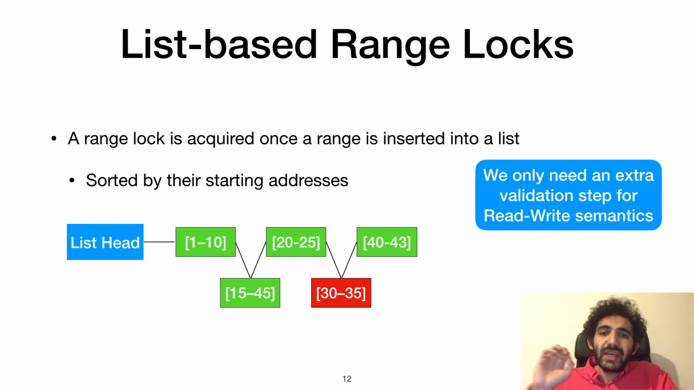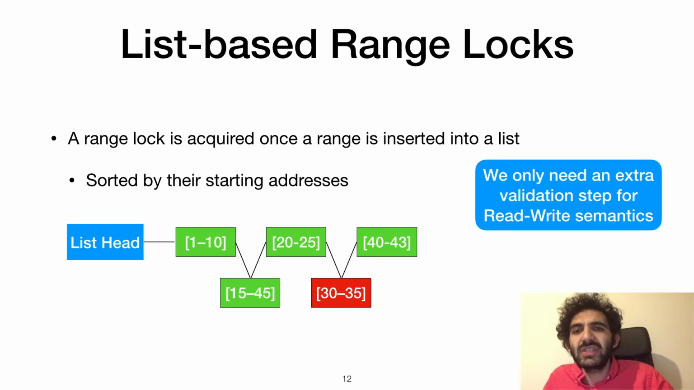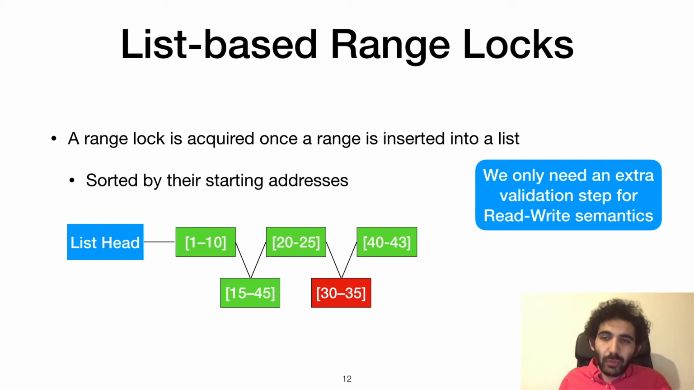Luckily though, we can solve this data race by an extra validation step that can be executed after a successful compare-and-swap operation. I refer you to the paper for more details on this validation step. But the point here is that we can still support read-write semantics without any internal locks. As a matter of fact, we only defer to acquiring internal locks to handle starvation and fairness issues.